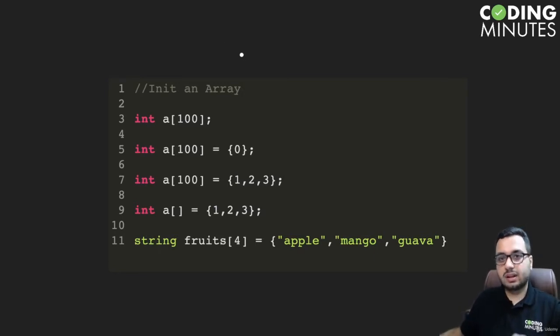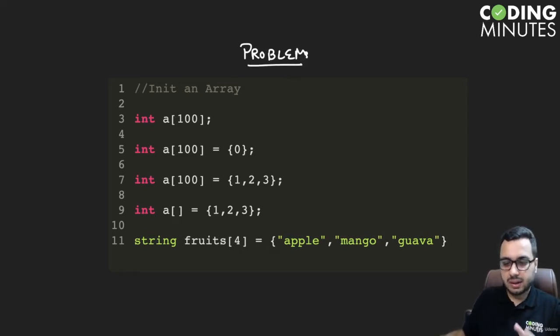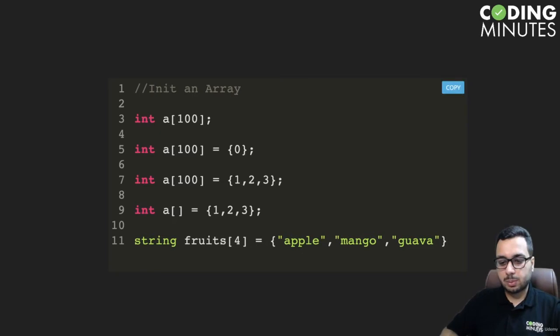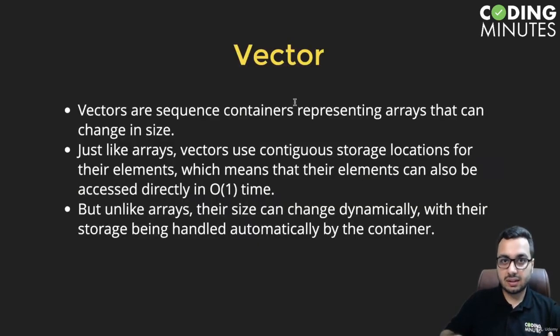Until now we have worked with arrays, but arrays have a problem. If you don't create a dynamic array, then the size of the array is fixed. Suppose you initially estimated there would be only 100 inputs, but later on you realized you need to expand the array, because more inputs are given by the user. So vectors help us solve this problem by creating dynamic arrays internally.